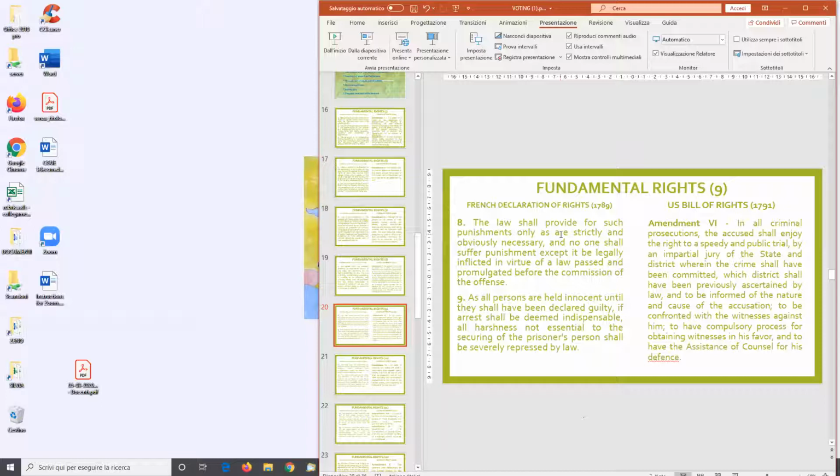Then a further principle which we find fundamental in continental Europe, this idea that all persons are held innocent until they have been declared guilty. Presumption of innocence. Now, this is a fundamental principle, and we see it established in this declaration and then repeated throughout Europe, not only in Europe, this idea of presumption of innocence. You are guilty only when you are found guilty by the court through a judicial decision, but until that decision, you are innocent. And if arrest shall be deemed indispensable, all harshness not essential to the securing of a prisoner's person shall be severely repressed by law. So this also gives you the idea of how arrests must be put into place.